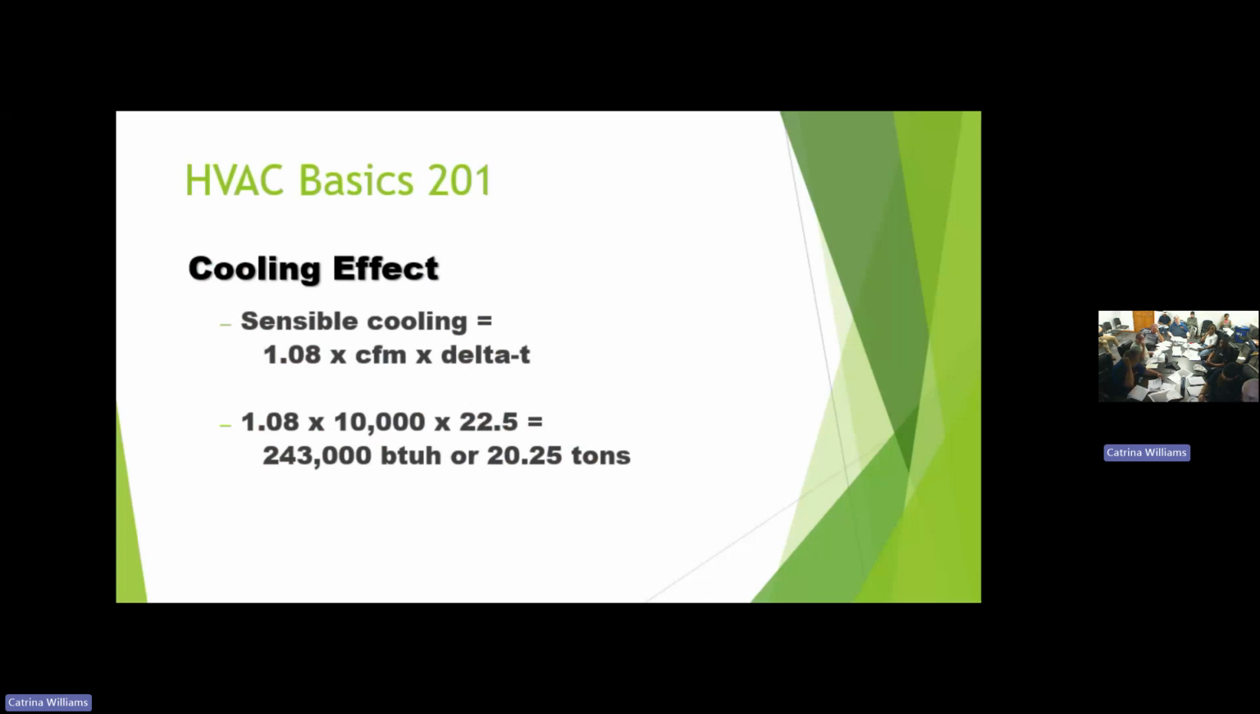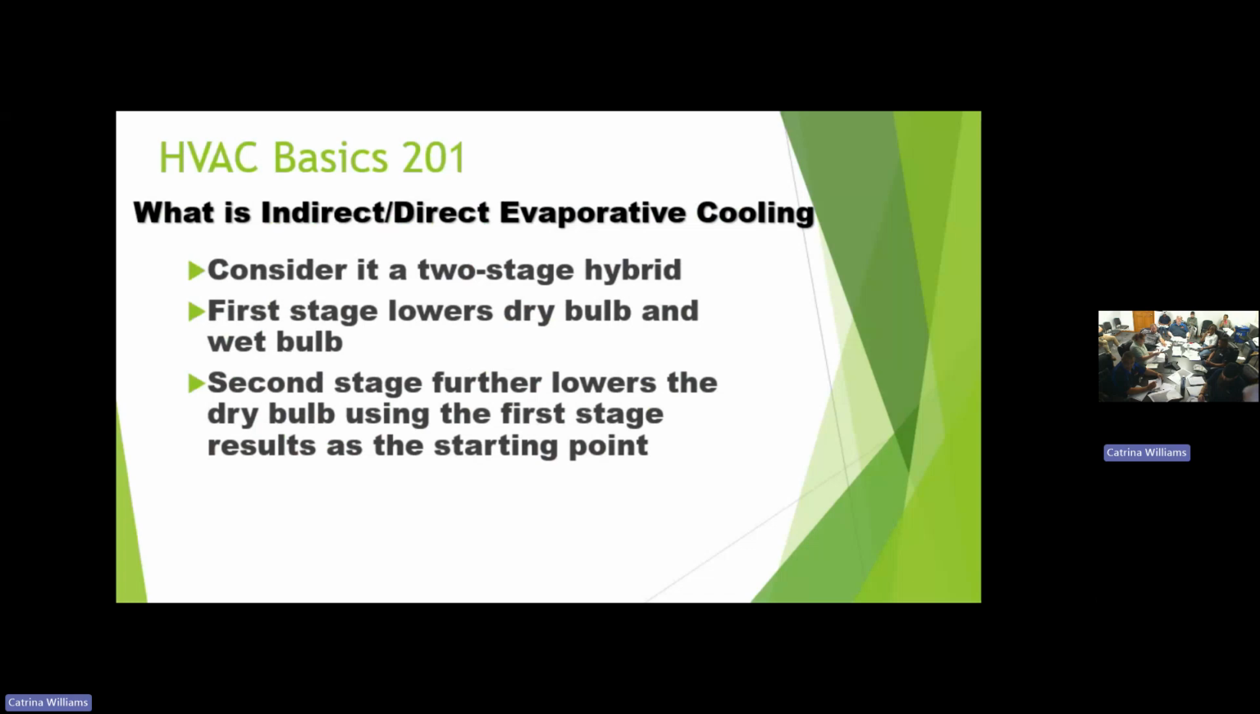So if that wasn't good enough for Aztec, they wanted to go a little bit further. So they made an indirect-direct. So it's a hybrid. The first stage lowers the wet bulb, like we just talked about. The second stage now is going to lower the dry bulb using the first stage as a starting point. It goes through the indirect, then it's going to go through a direct. Thus, indirect-direct cooling. We keep it simple here.